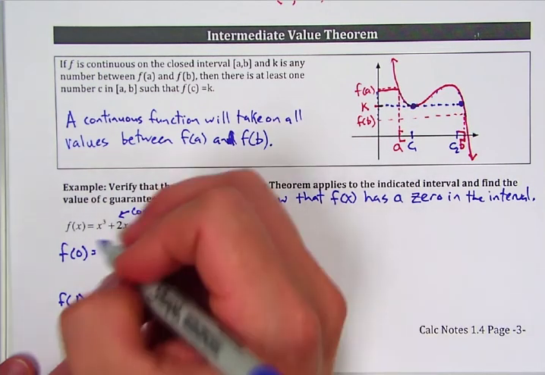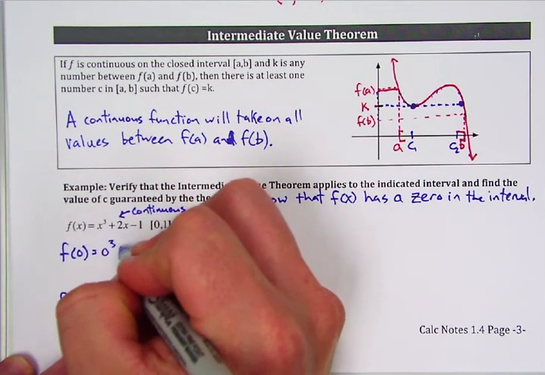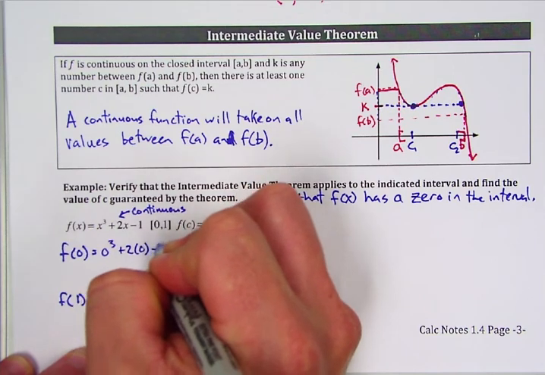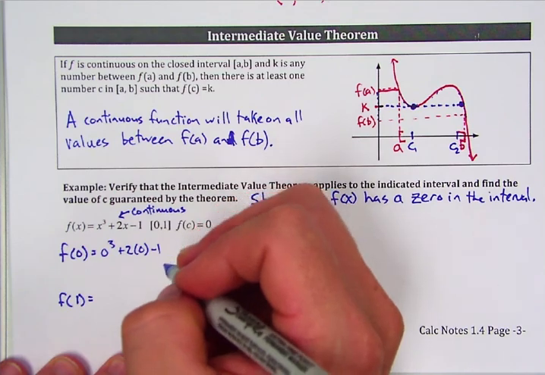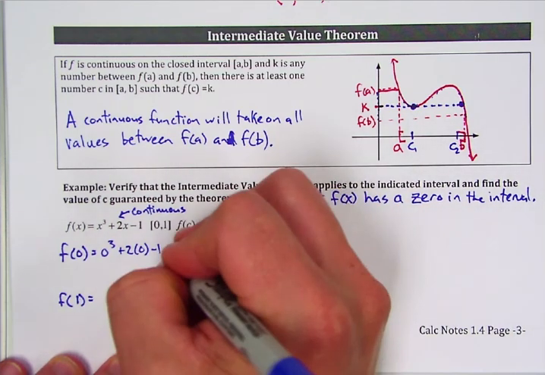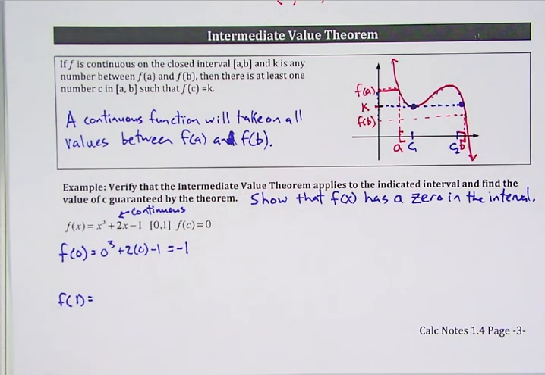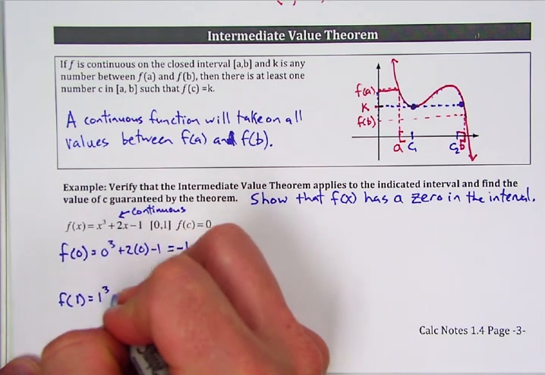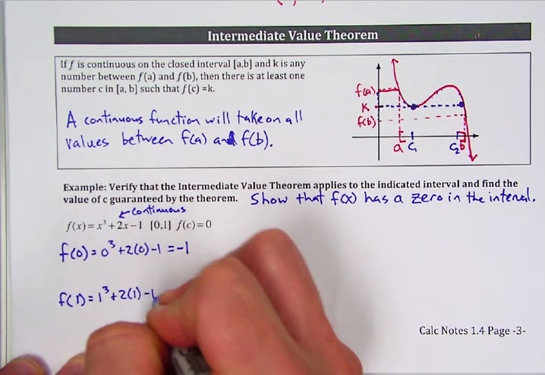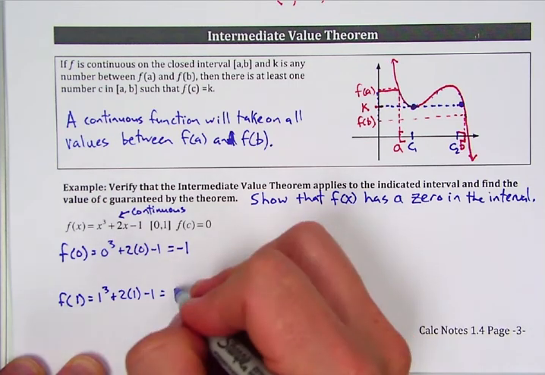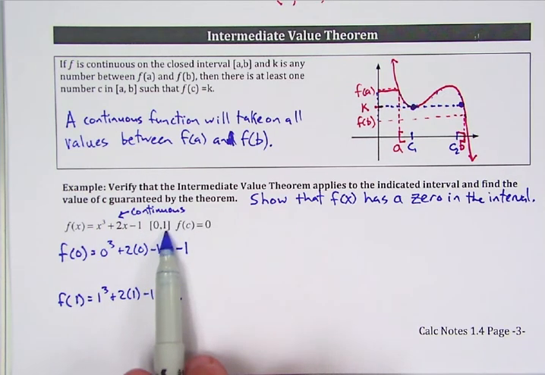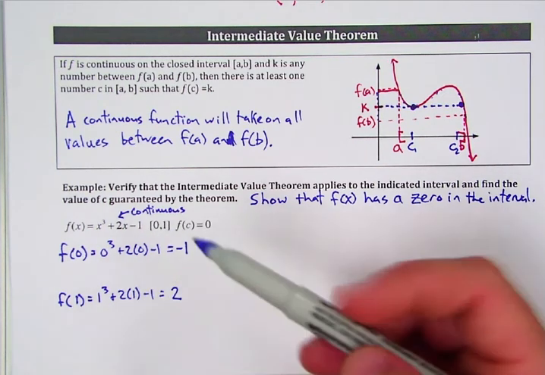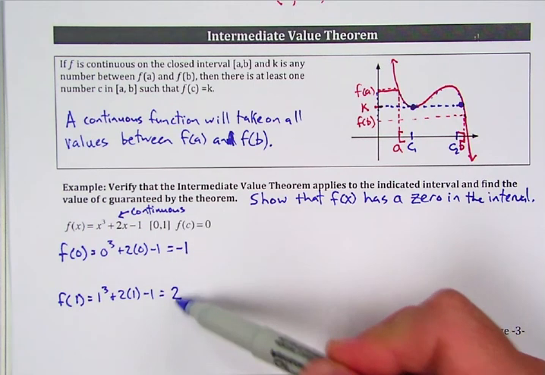So f of 0 is 0 cubed plus 2 times 0 minus 1. So that just equals negative 1. Then f of 1 would be 1 cubed plus 2 times 1 minus 1. And that equals 2. So on this interval, 0 to 1, we know that it goes from negative 1 to 2.